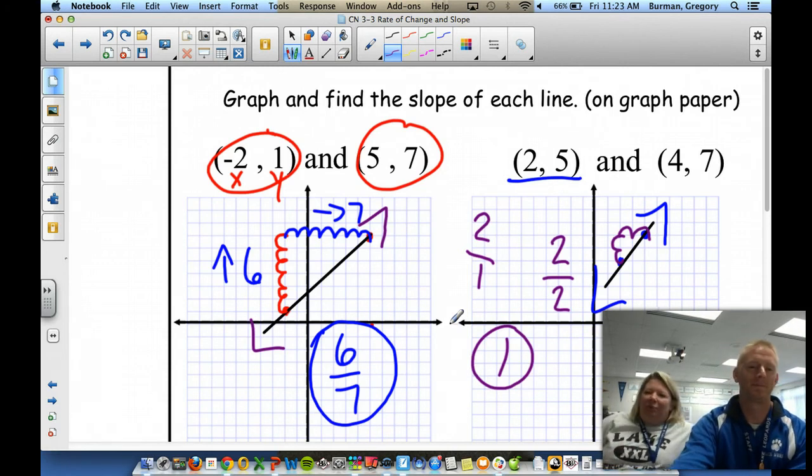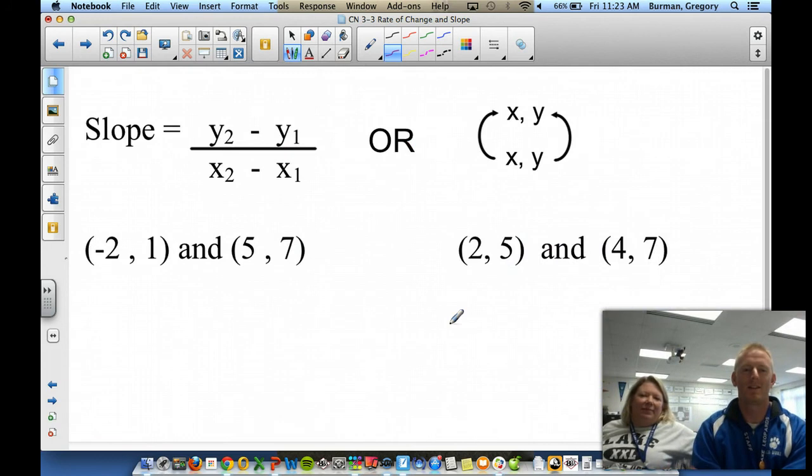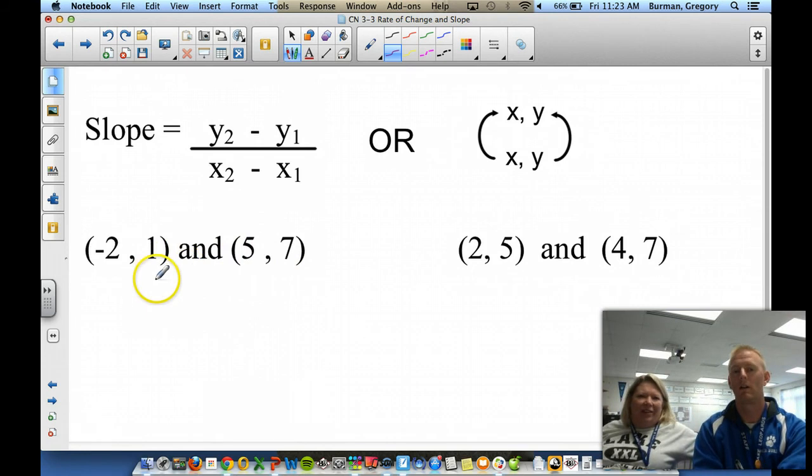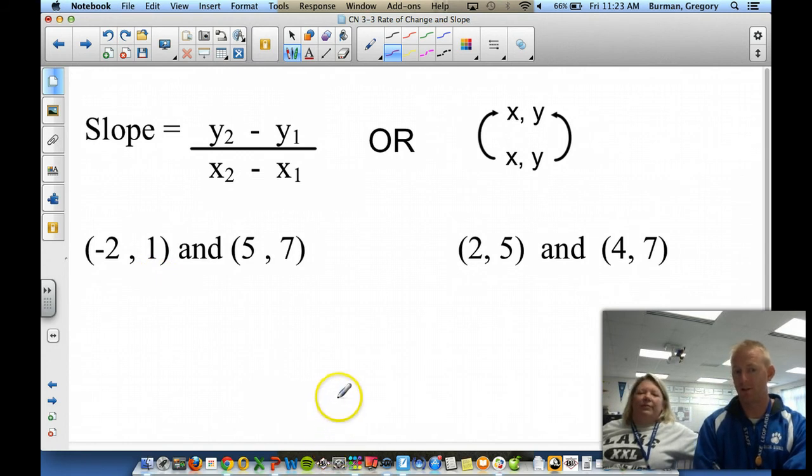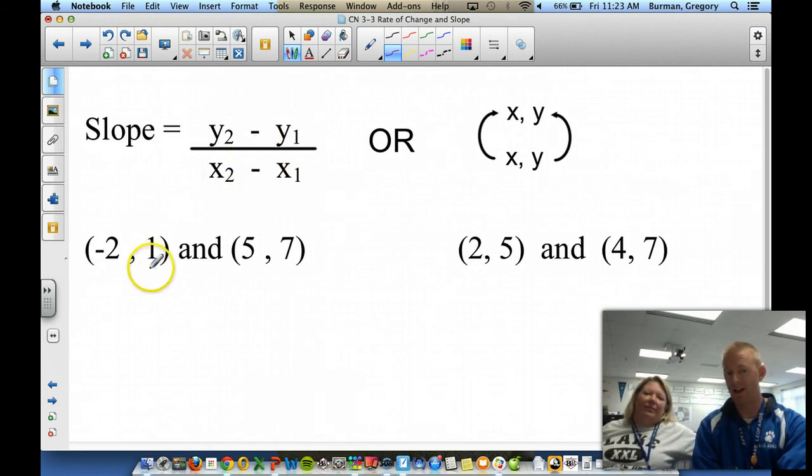Okay, let's get on. Well, here's another way of us finding slope. No graphs. Where are the graphs, Mr. Berman? Oh my gosh, I'm so confused. Well, most of the time when I'm trying to find the slope of things, or the change in y over the change in x, I don't have graph paper, so I don't get to graph it.